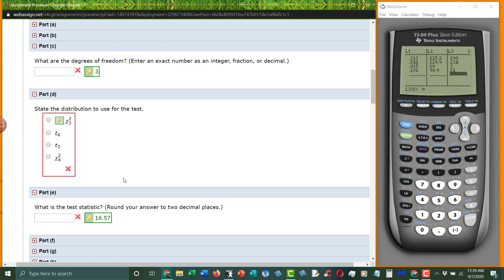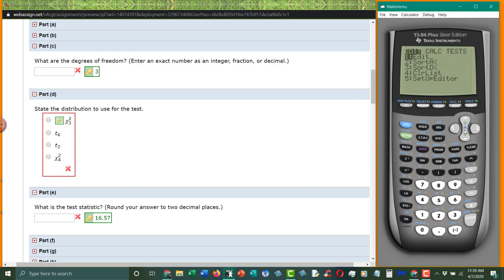Now this is really where the two calculators differ. On the new calculators, once we put our data in, we have our expected and our observed. We're going to go to stat and test, and go all the way down to chi-square goodness of fit test, which is D. It asks, where is our observed? Our observed were in L3, our expected were in L2, our degrees of freedom are 3, and we calculate. And it gives us our chi-square value, 16.565.